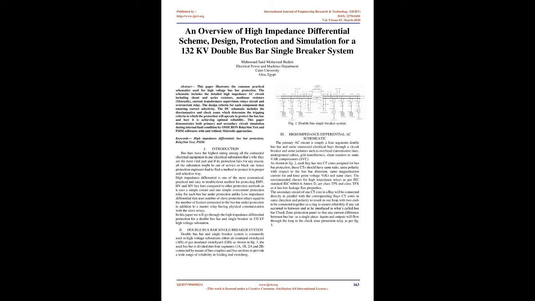The DC schematic includes the discriminative and check zones which determine the tripping criteria in which the protection will operate to protect the busbar and how it is achieving optimal reliability. This paper demonstrates both primary and secondary circuit simulation during internal fault condition by OMICRON RelaySim test and PSIM software, with and without Metrosils approaches. Keywords: high impedance differential, busbar protection, RelaySim test, PSIM.